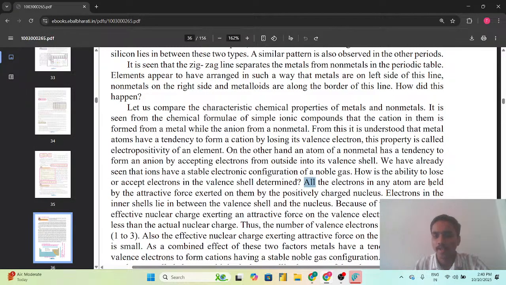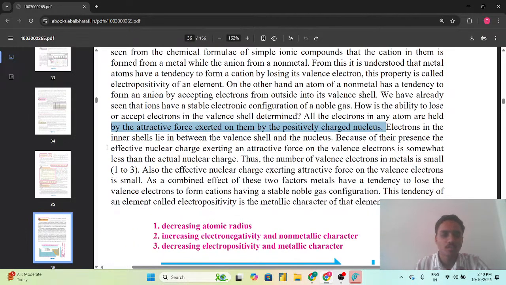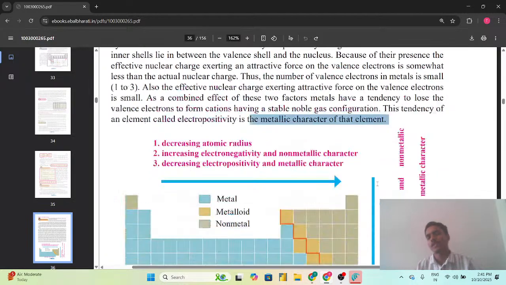All the electrons in any atom are held by the attractive force exerted on them by the positively charged nucleus. Electrons in the inner shells lie in between the valence shell and the nucleus. Because of their presence, the effective nuclear charge exerting an attractive force on the valence electrons is somewhat less than the actual nuclear charge. Thus, the number of valence electrons in metals is small, 1 to 3. Also, the effective nuclear charge exerting attractive force on the valence electrons is small. As a combined effect of these two factors, metals have the tendency to lose the valence electron to form cations having a stable noble gas configuration. This tendency of an element is called electropositivity, the metallic character of that element.